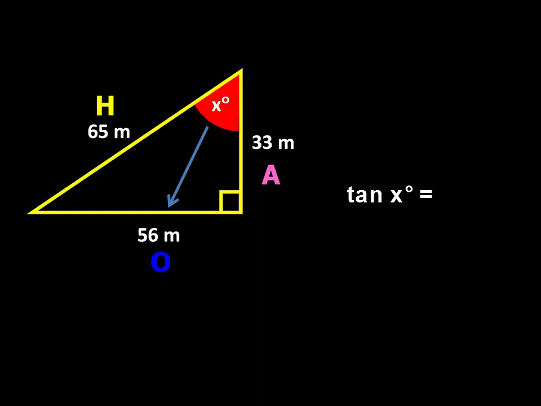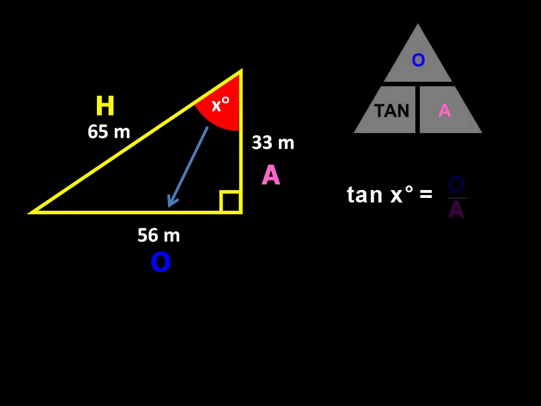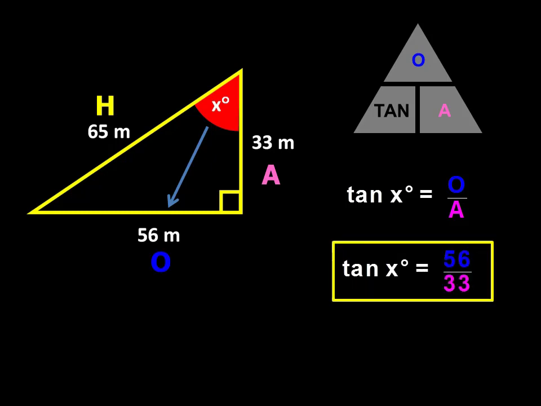We must remember the triangle for tan. Here it is. Tan is equal to opposite over adjacent. We now replace opposite and adjacent with the numbers in the diagram, and we get the answer tan x is 56 over 33.